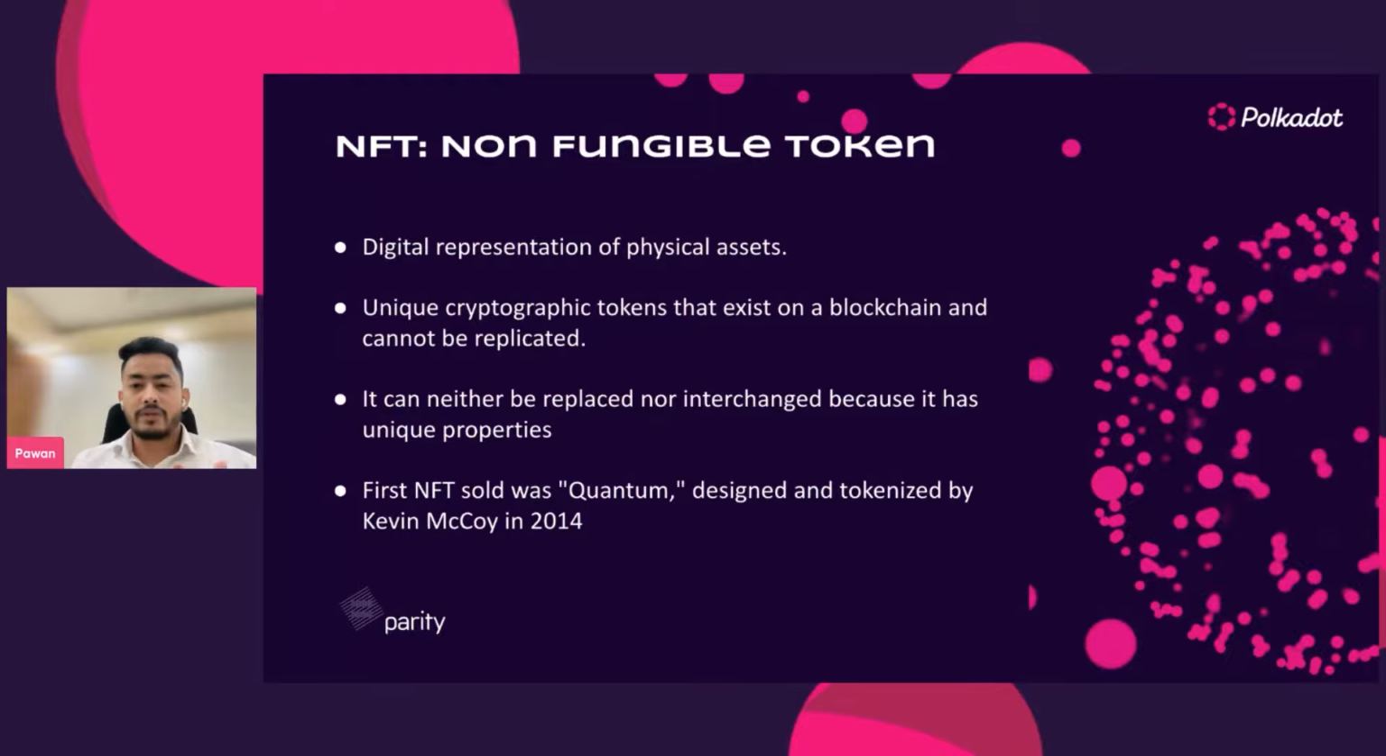Now, if we talk about some history, for example, where this term came from and what was the first NFT sold in the market. The first NFT sold was Quantum. It was designed and tokenized by Kevin McCoy in 2014 on a blockchain called Namecoin. After that, NFTs were minted and sold on Ethereum in 2021. Since then NFTs have been gaining popularity in the market, and now everyone knows what NFTs are and how they are performing in the market.